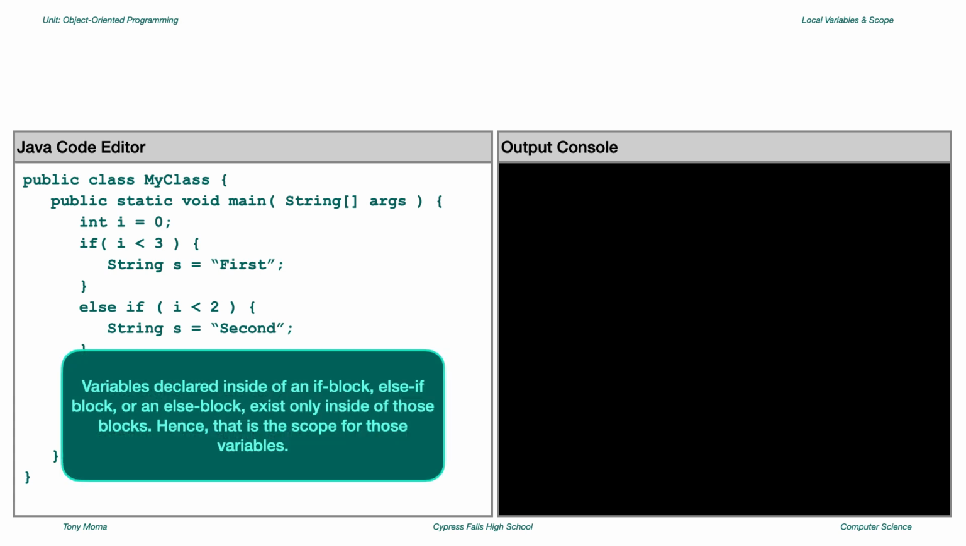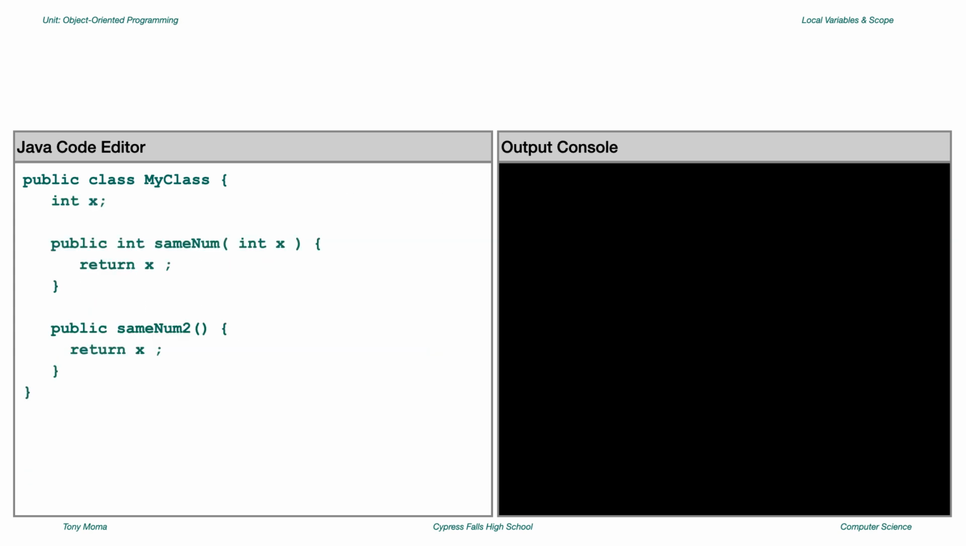In summary, variables declared inside of an if block, else if block, or an else block exist only inside of those blocks. Hence, that is the scope for those variables. We cannot access those variables after those blocks are complete.